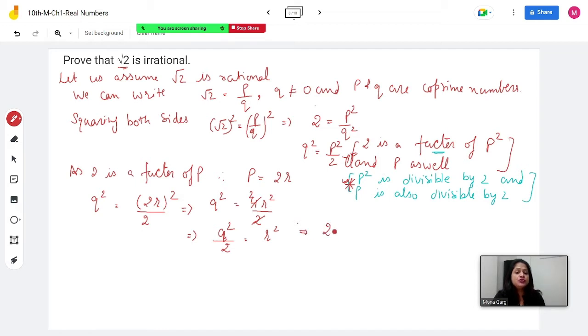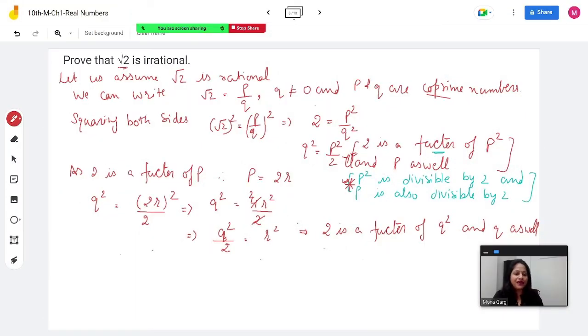It implies 2 is a factor of q square and q as well. Oh my god! Look what we said. We said p and q are co-prime. They don't have any common factor other than 1. But now we are saying 2 is a factor of both p and q. Okay, so what happened? This contradicts our assumption.